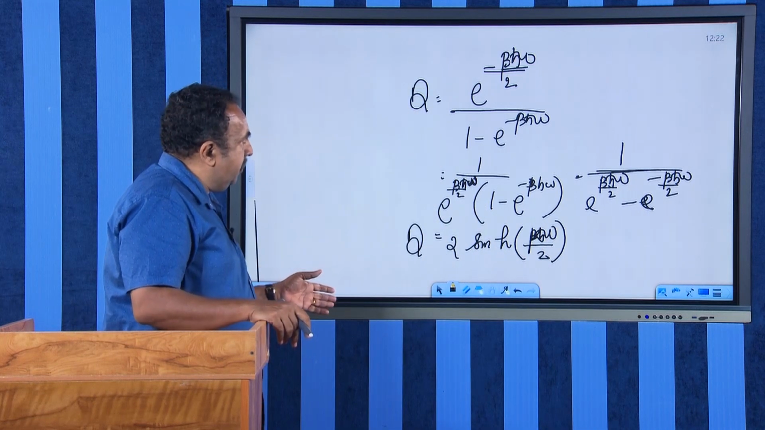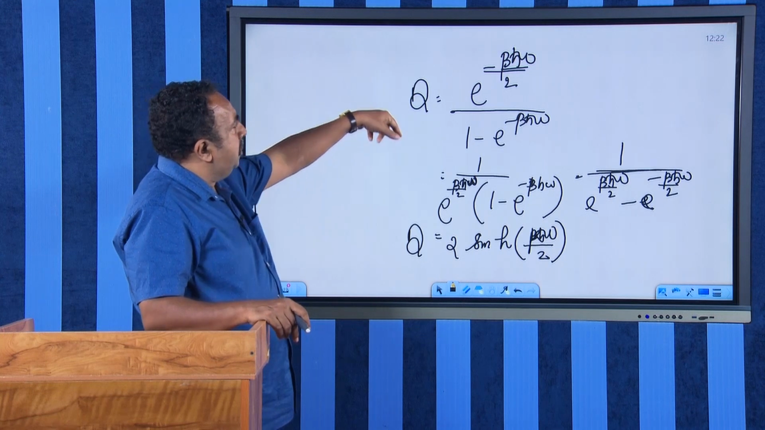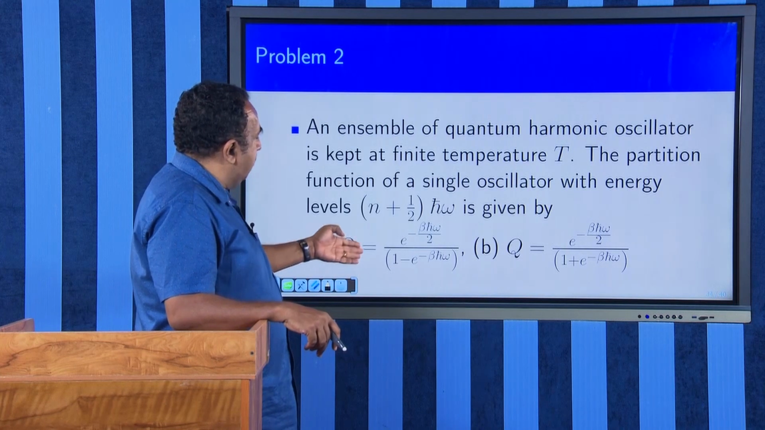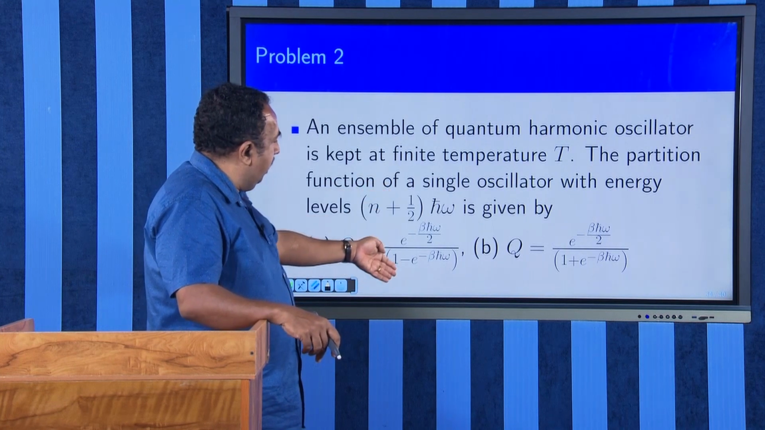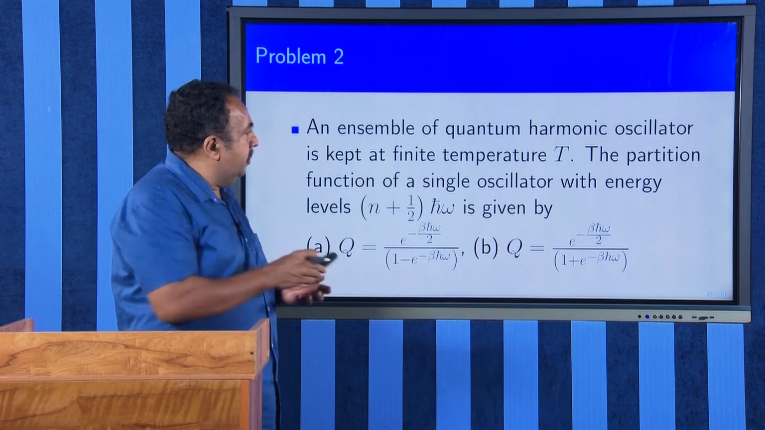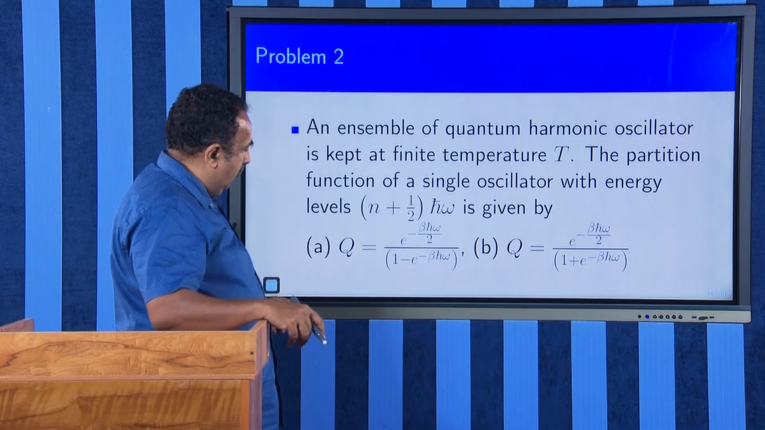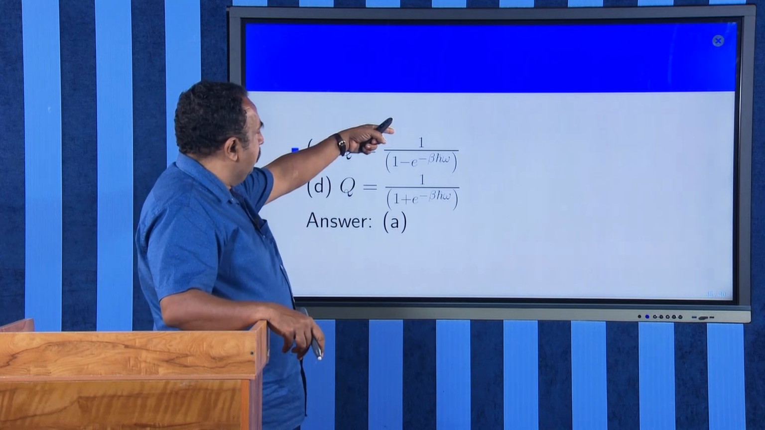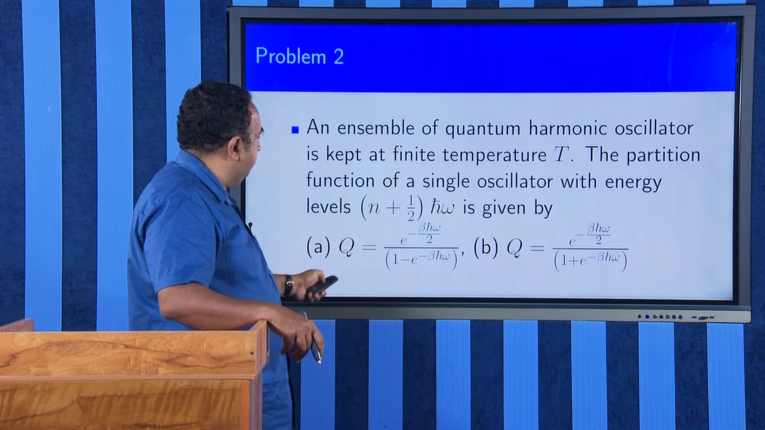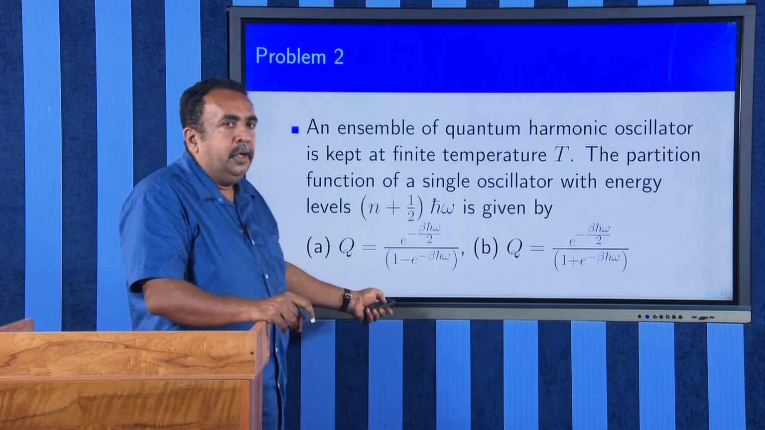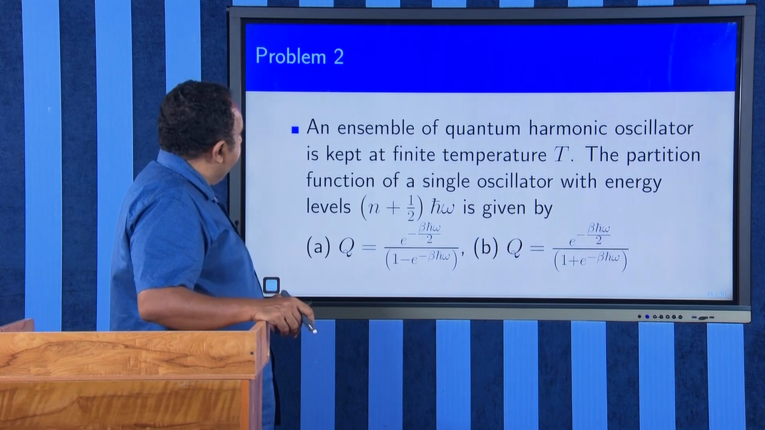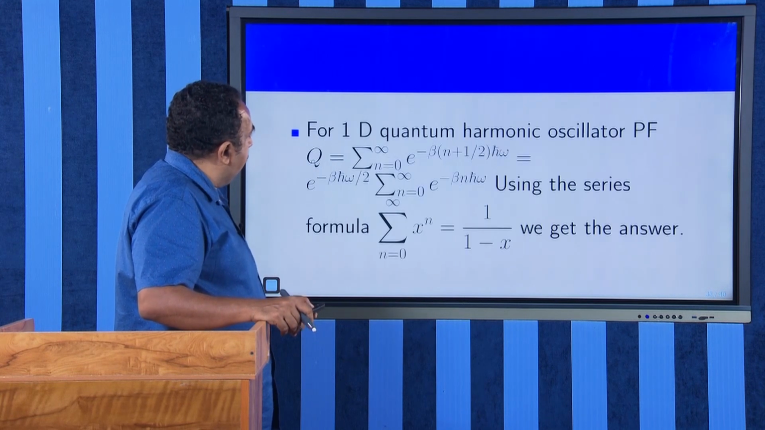This is another form of the partition function, but in your question, this was the result that was expected. The choices are e raised to minus beta h cut omega by 2 divided by 1 minus e raised to minus beta h cut omega, and another choice is 1 plus. The other has no numerator, 1 minus. Therefore, your answer is the first one, that is e raised to minus beta h cut omega by 2 divided by 1 minus e raised to minus beta h cut omega. Therefore, that was the second problem. Now, we will go for the third problem.